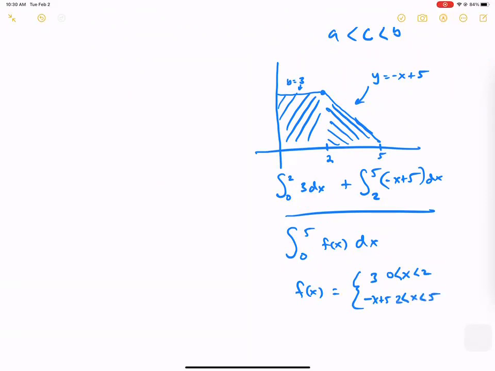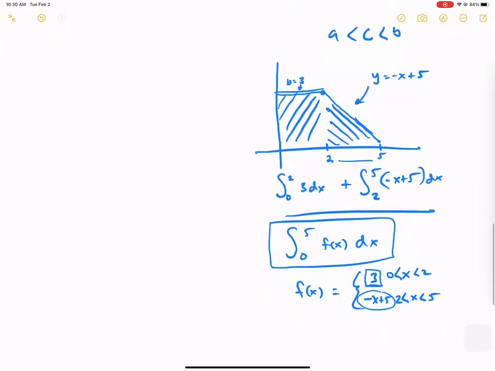So if you take a look at what I wrote here, I said I want the integral of this function from 0 to 5. Well, from 0 to 5 we have two different equations. From 0 to 2 the equation is 3, and from 2 to 5, the equation is negative x plus 5. So the point of this is I can always separate my integrals into different stages, wherever I want to stop.